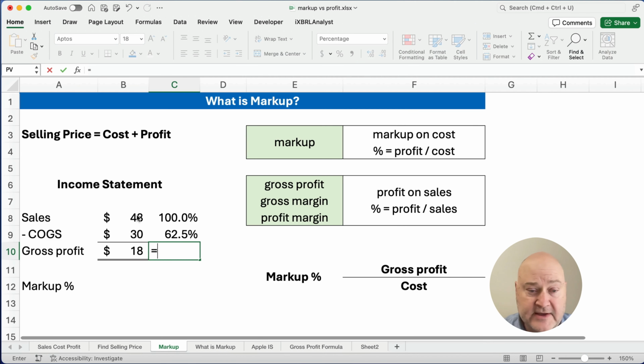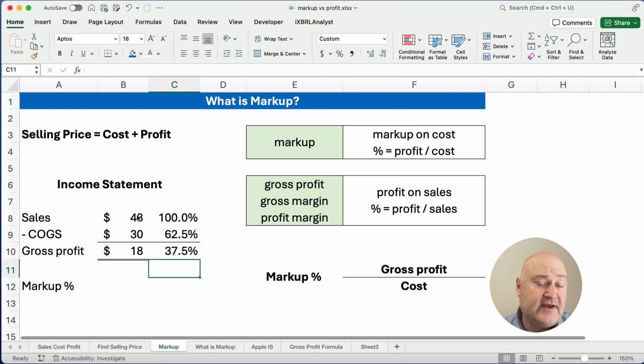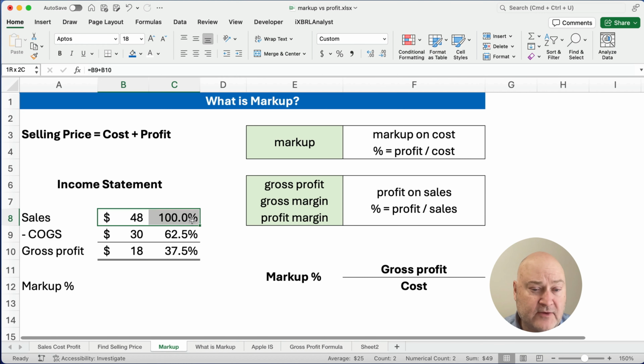So let's do the math. 18 divided by the 48. So it says, look, for every dollar we have in sales, I'm making about 37.5 cents. Now, is this the markup percentage? No. This is the gross profit percentage. 37.5% is the profit margin percentage, or just simply profit margin, 37.5%.